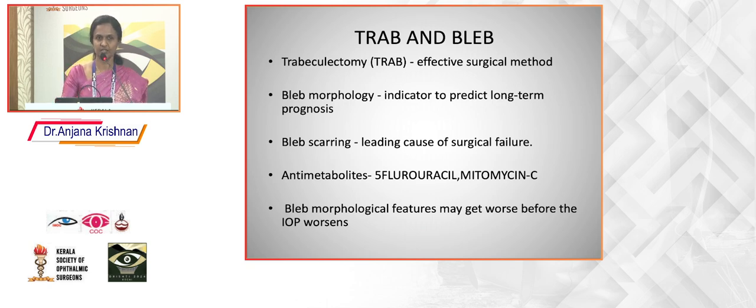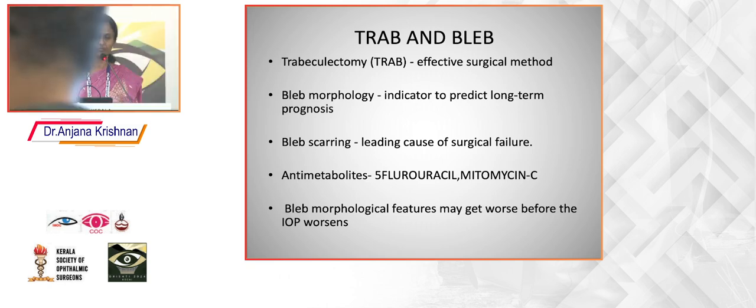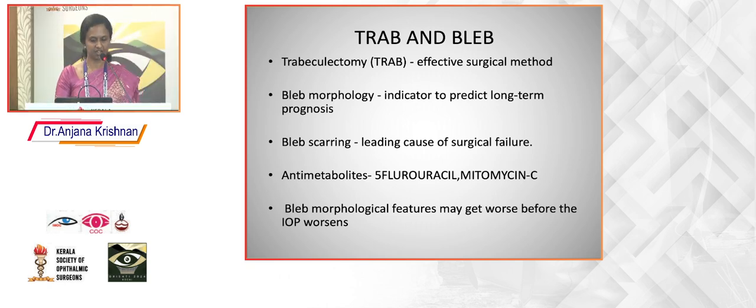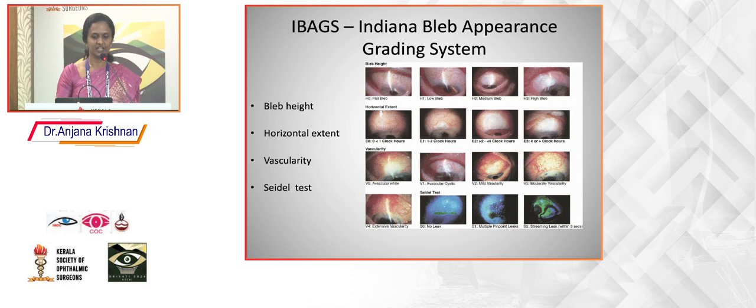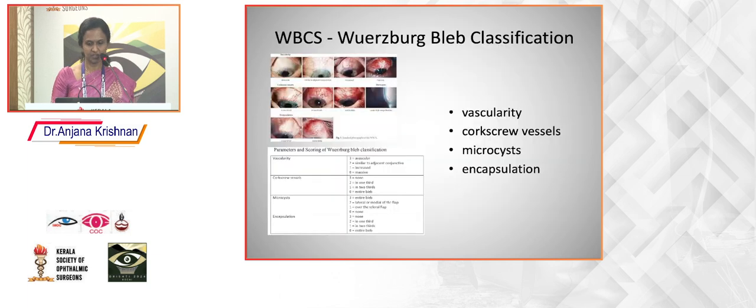Coming to the next, that is the bleb assessment, and as you all know, trab is the most effective surgical method till now worldwide, and we assess the bleb based on the bleb morphology, and the main cause of bleb failure is scarring. There have been different grading systems, like the MBGS grading system, which looks at the diffusion area, bleb height, vascularity, subconjunctival blood and all. Then the Indiana bleb appearance grading system, Wurzburg grading system and all.